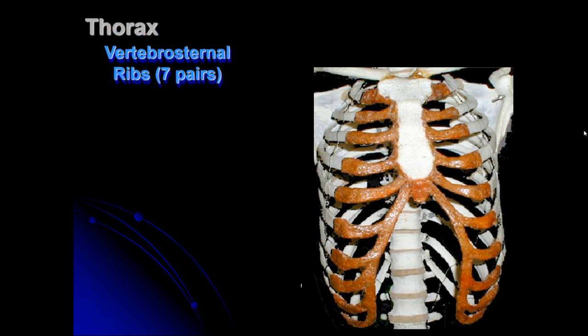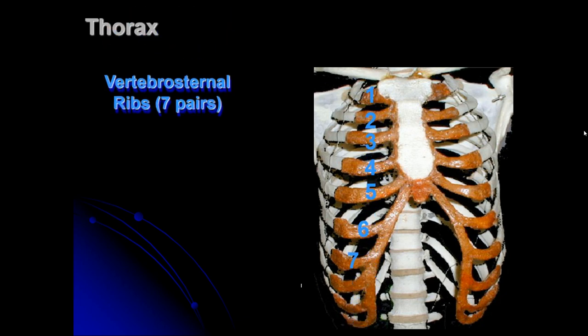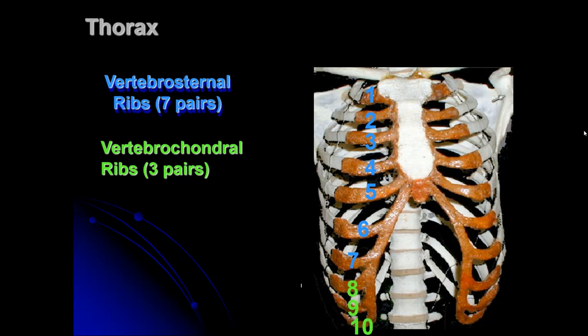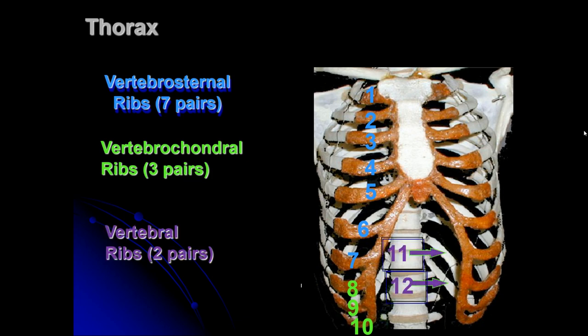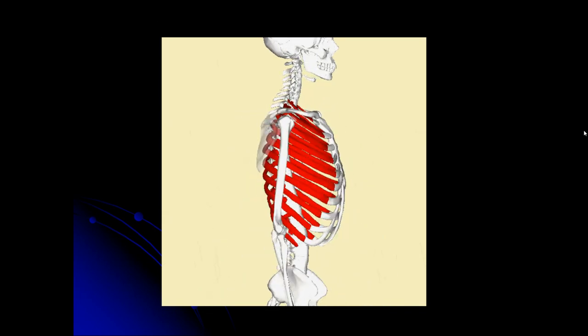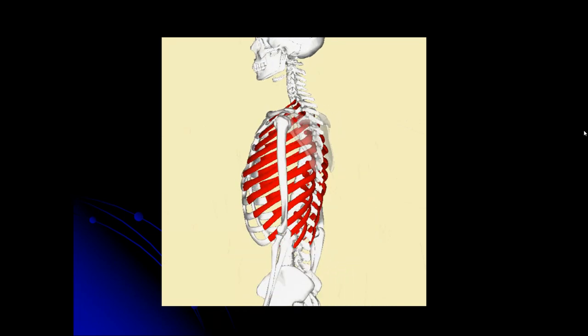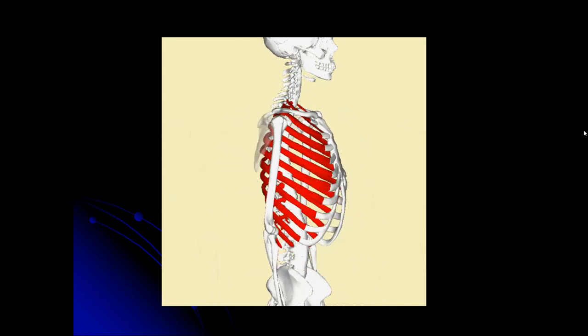So again, the first 7 are vertebrosternal. And if you take a look at this, you can see that every vertebra has its own connection to the sternum. And then ribs 8, 9, and 10 are vertebrochondral. Again, they don't attach directly to the sternum. What they attach to is cartilage. And then the last ones, 11 and 12, they don't attach to the sternum at all. So in this, you can see these individual attachments and what they're connected to.